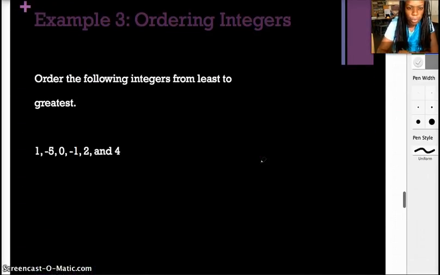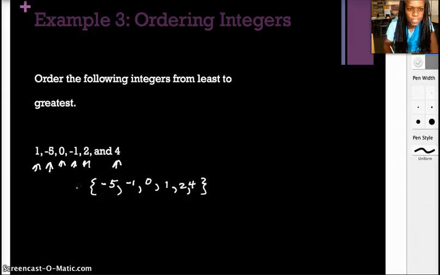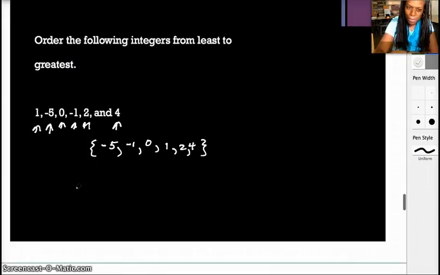Example 3, we're ordering integers. So now what we're going to do is order them from least to greatest, and we're looking at it as if we're placing it on the number line. So which is the smallest of these numbers? That would be this guy, the most negative, the -5. Next would be -1. Next would be 0. Then we have 1, 2, and then 4. And that's it. That's all we need to do here. So make sure you remember that you're thinking about how you would place these numbers on a number line.